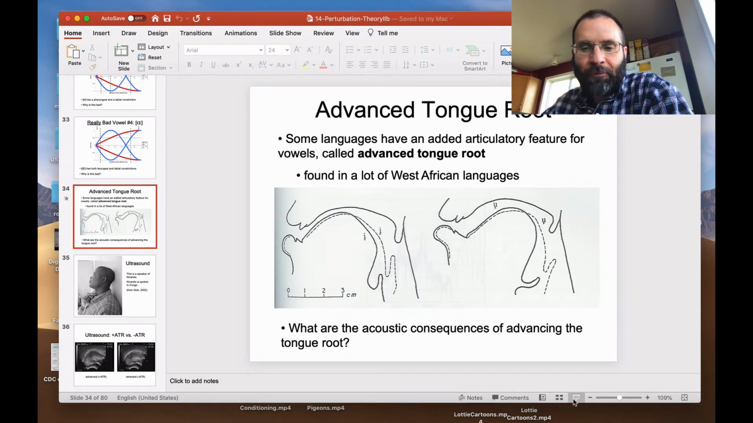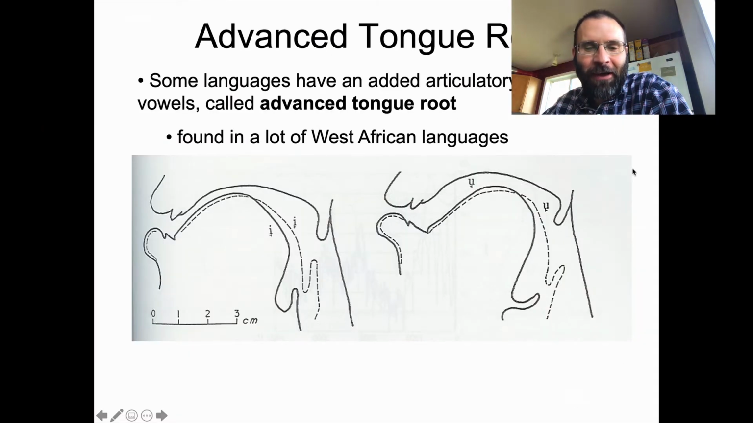Okay, we are going to wrap up this lecture by talking about a few other features of vowels, which can give us a little bit of insight into perturbation theory as well. So there are some languages in the world which have a feature called advanced tongue root. This is found in a lot of West African languages.